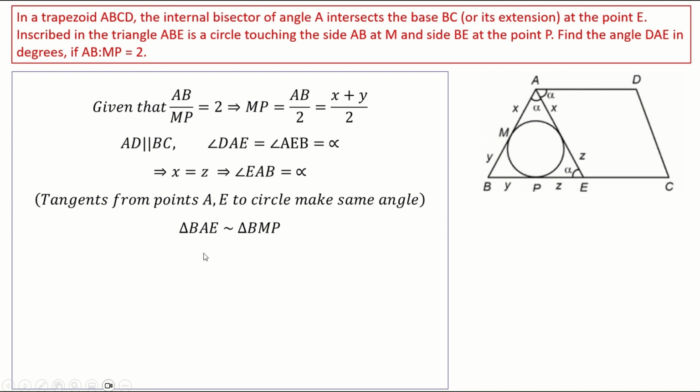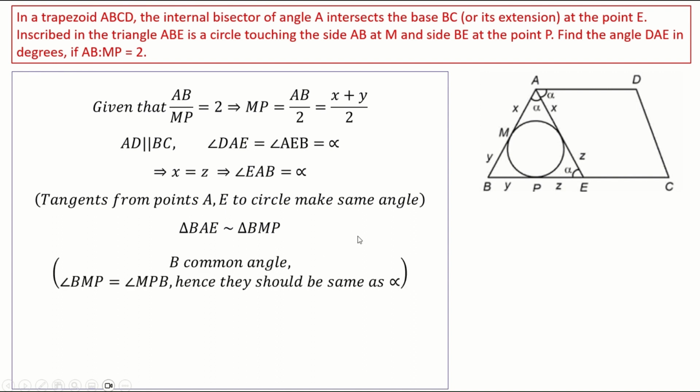Now BAE is similar to BMP. Why? Because this is X plus Y, Z is nothing but X, so X plus Y, this is an isosceles triangle here. B is a common angle, and in BMP also B is a common angle, and it's an isosceles triangle. So the other two angles will be the same, alpha and alpha. So this is a similar triangle.